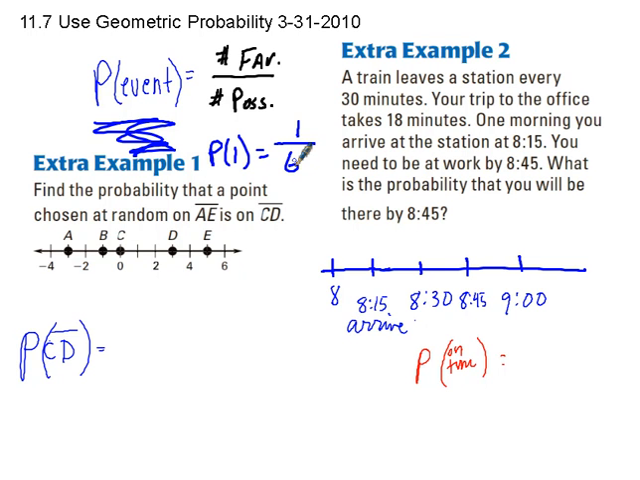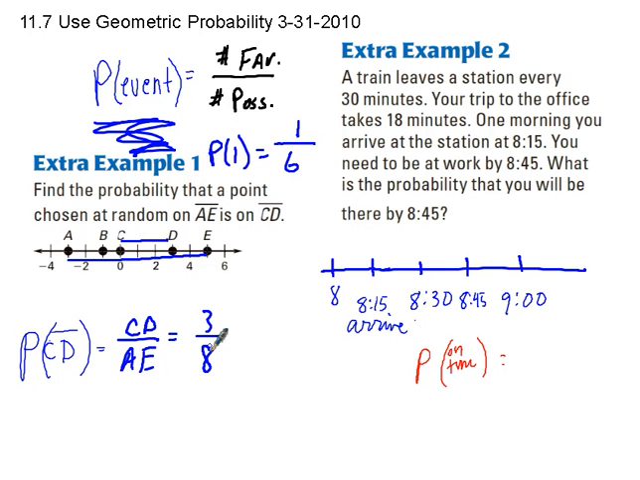Well, we can apply that same thing to geometric areas and lengths. For example, in this problem here, the probability that a point chosen at random on AE is on CD. So that'll be the length of CD over the length of AE, which is the possible outcomes. The length of CD looks like it's 3, goes from 0 to 3. And the length of AE goes from -3 to 5, giving us a total length of 8. So the probability of landing on CD would be 3/8.